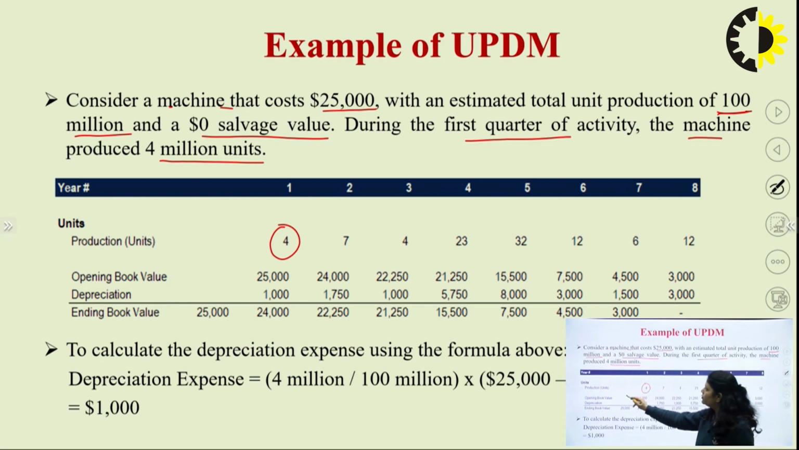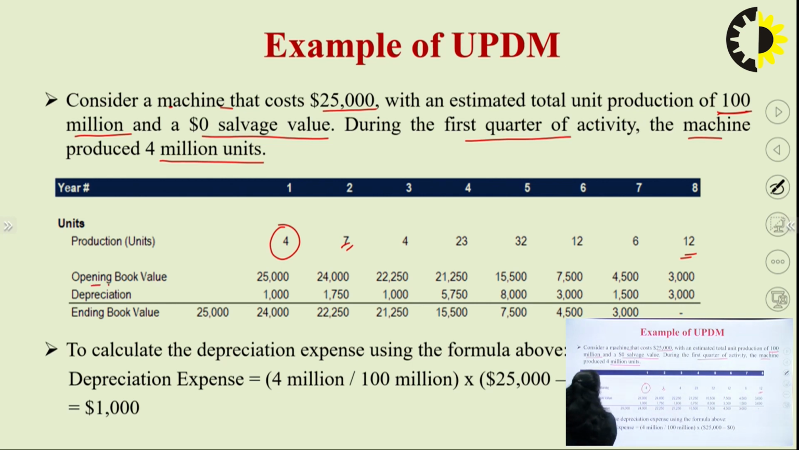This is the quantity of production, which is given in terms of number of units. So, we can see that during the first year only 4 million units are produced, during the second year 7 million units are given, and so on. The number of units produced is given for each year. Similarly, we have the opening book value also. Opening book value will be the value of the asset at the beginning of the year. Ending book value will be the cost of the particular machine at the end of the year, and this is the depreciation.